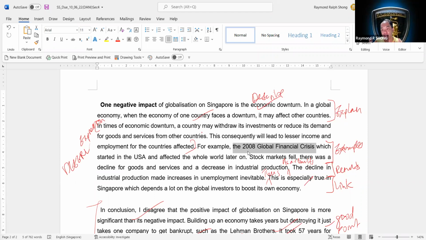If because of this prevention of meltdown, can you write down, children? It's a domino effect. Write down the word domino effect. So when one country is affected, thanks to Danny again, a downturn, it may affect other countries, a domino effect. Write this word, it will be very useful for you.